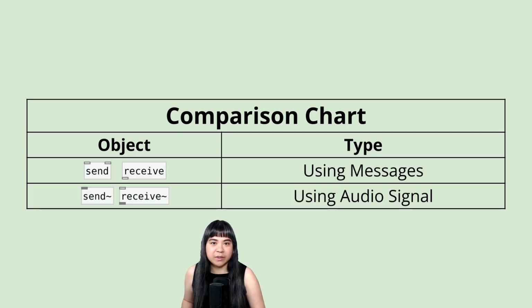Comparison chart table. There are two columns. First column is object. Second column is type. Let's cover the first row, which object is send and receive, and the type is using messages. Let's cover the last row, which object is send tilde and receive tilde, and its type is using audio signals.